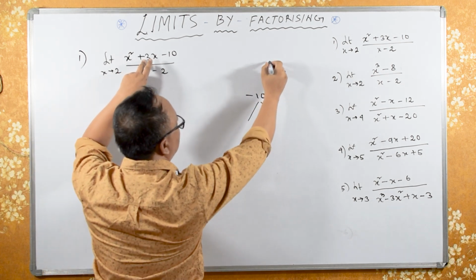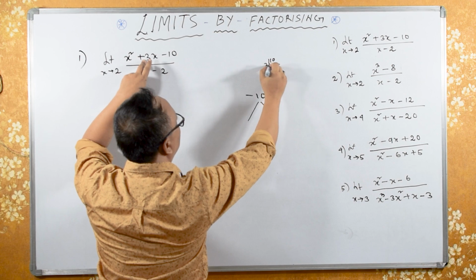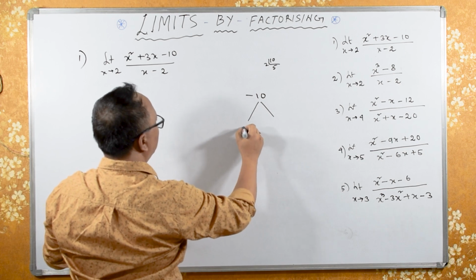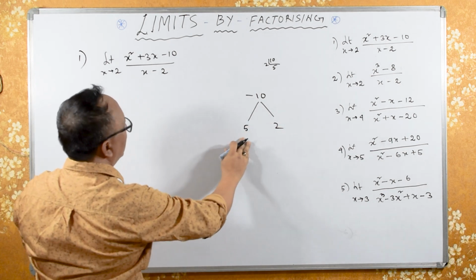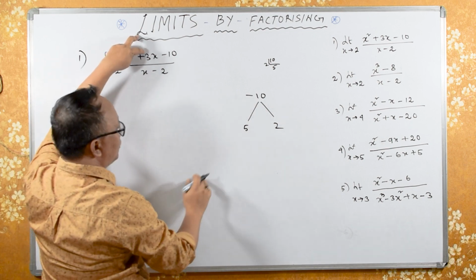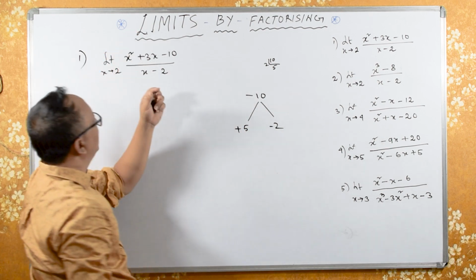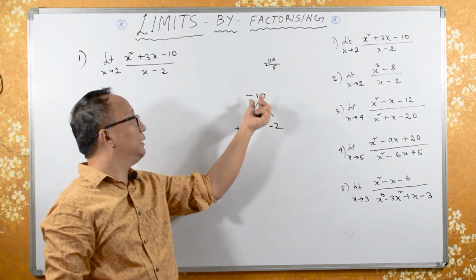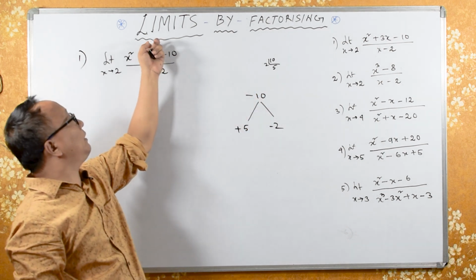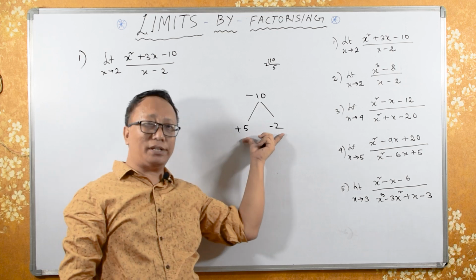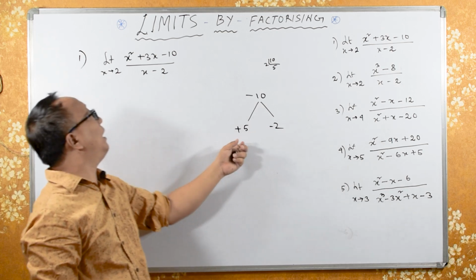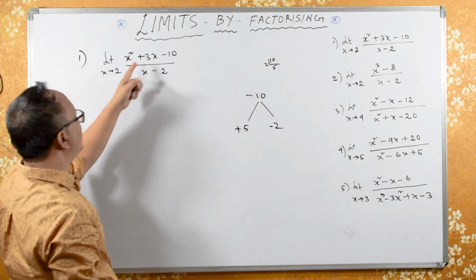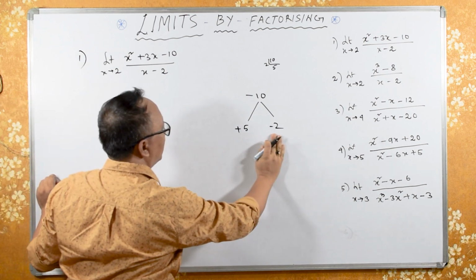The best way is to break 10 from the smallest, into 5 and 2. Since we need plus 3 over here, we need two numbers such that their product is minus 10 and their sum is plus 3. That is plus 5 and minus 2. If I add these two, I get plus 3, and if I multiply, it is minus 10. Therefore, instead of 3x, we can write plus 5x minus 2x.